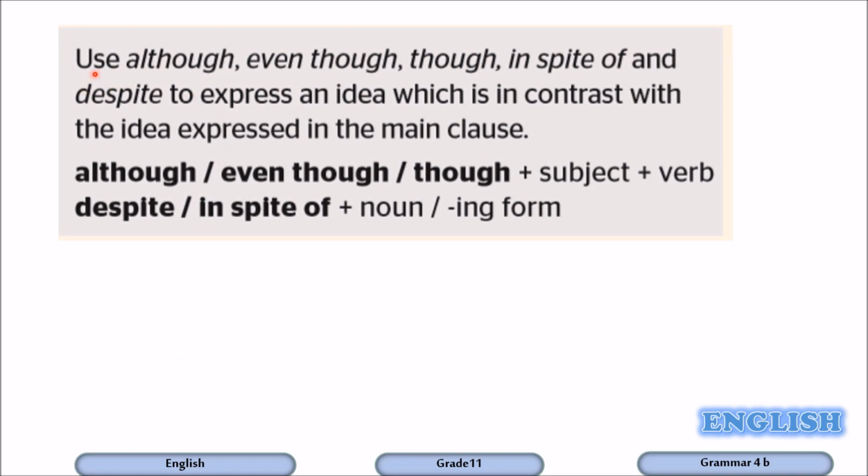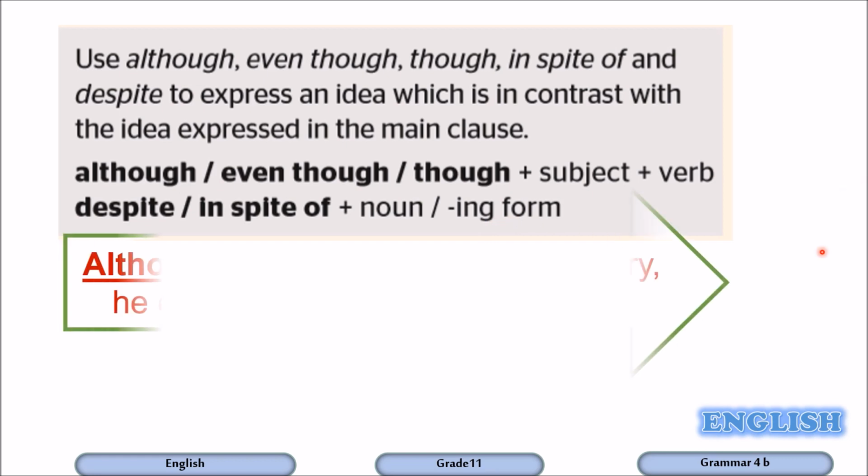Now let's read the tip here. Use although, even though, in spite of, and despite to express an idea which is in contrast with the idea expressed in the main clause. Please bear in mind this rule. If you use although, even though in the sentence, they should be followed by a subject and a verb. However, if we use despite or in spite of, they should be followed either by a noun or by a verb in the ing form.